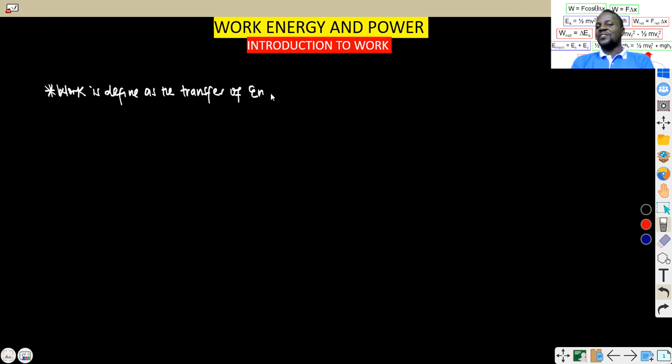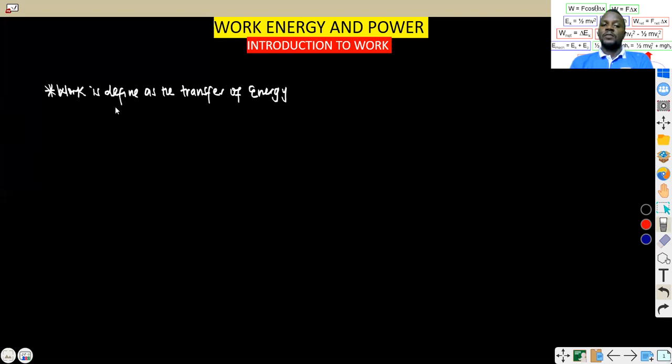And when you say it is a transfer of energy, we need to understand that there are certain conditions that must be met before you can say work is done. So if energy is to be transferred, there must be conditions. Later in this slide, we might be learning about energy as a whole, different types of energies, as well as conservation of energy. But in this slide, we are limiting ourselves to work and different types of work, and we are going to do illustrations as usual.